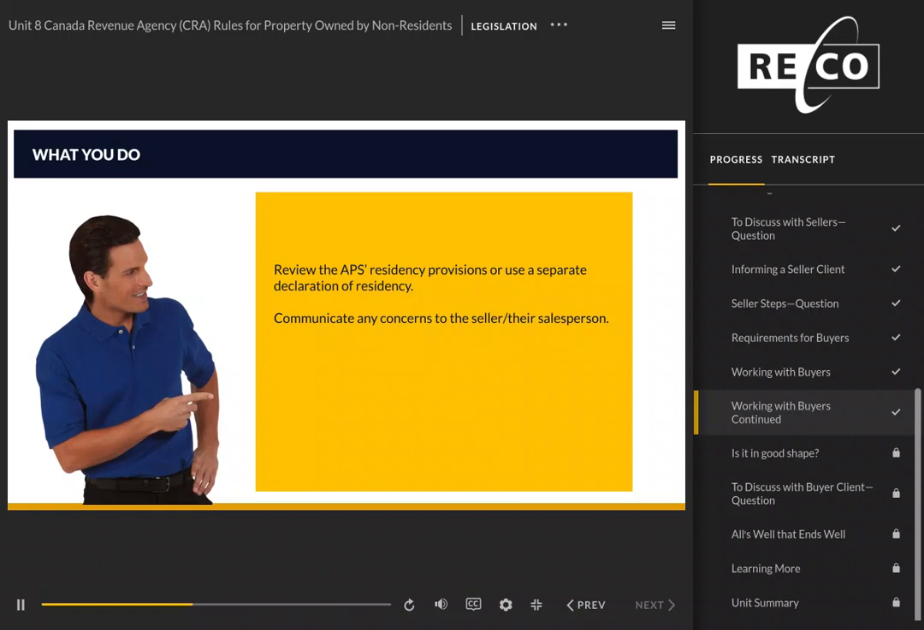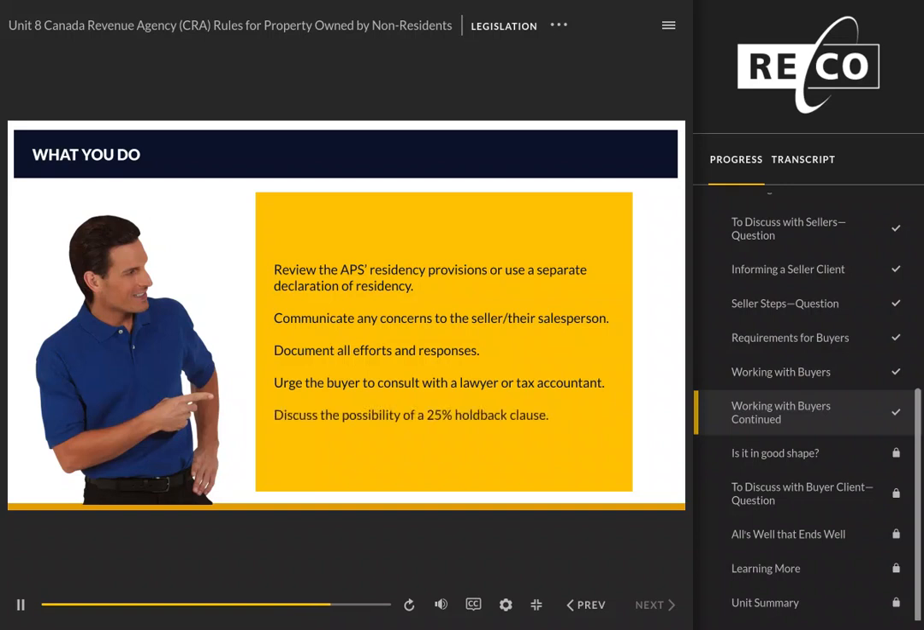You can also express any concerns to the seller or their salesperson. Just as you would for any other key piece of information about the trade, document your inquiry and the seller's response in writing. If you have any concerns about the seller's response, urge your buyer client to consult with a lawyer specializing in tax matters who can provide them with definitive advice, confirm the seller's information and tax status, and document everything properly so it stands up to the CRA's scrutiny.